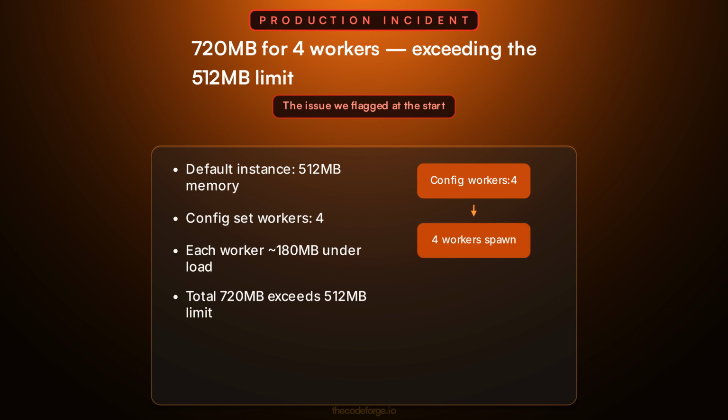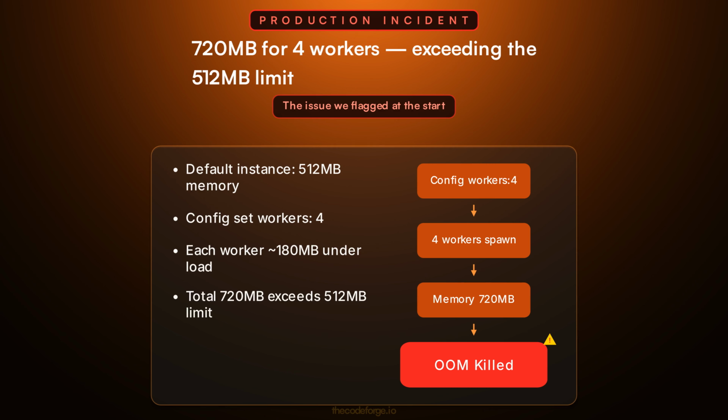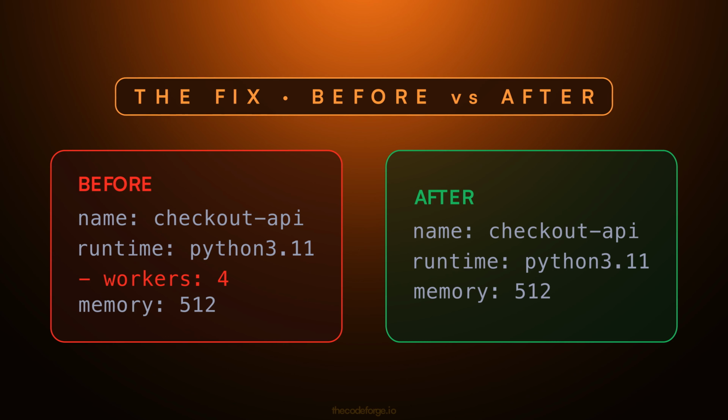This is the same issue we highlighted at the start. Here's exactly why that happened. The team set workers=4 in their config, assuming more workers means more throughput. But each worker consumed ~180 MB, totaling 720 MB, exceeding the 512 MB limit. The kernel OOM killer terminated the process. The team set workers=4 in the FastAPI Cloud YAML, causing each worker to consume ~180 MB under load, totaling 720 MB and exceeding the 512 MB instance memory, which triggered the OOM killer.